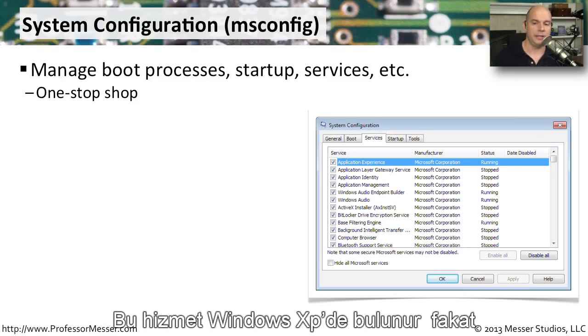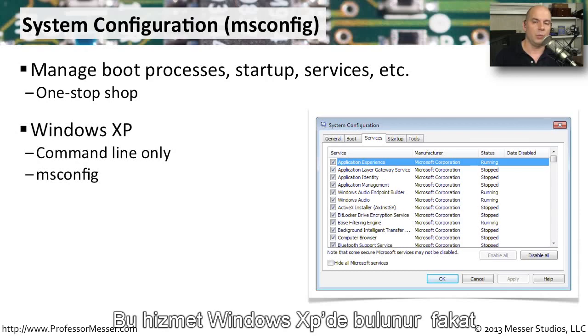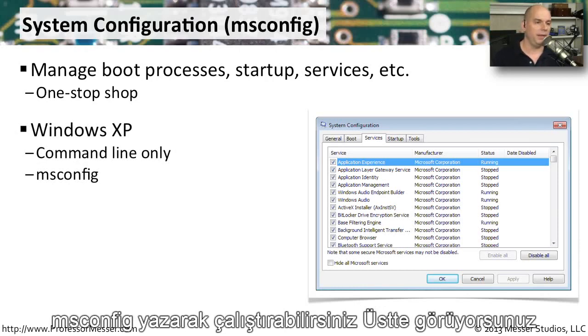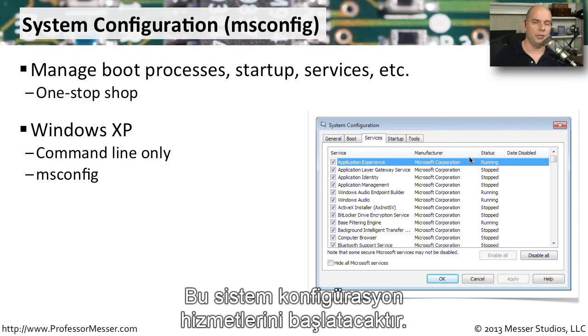all from this central utility. This utility is found in Windows XP, but you have to run it from the command line. You would start with a run, and you would run msconfig, as we can see right here at the top. And that will launch the System Configuration utility.